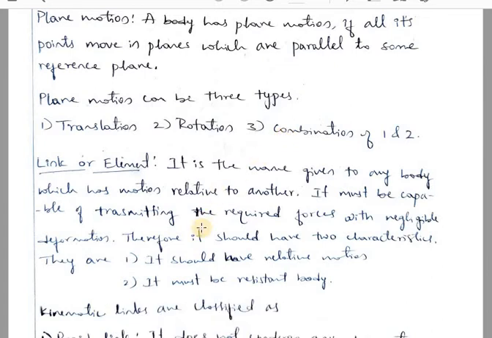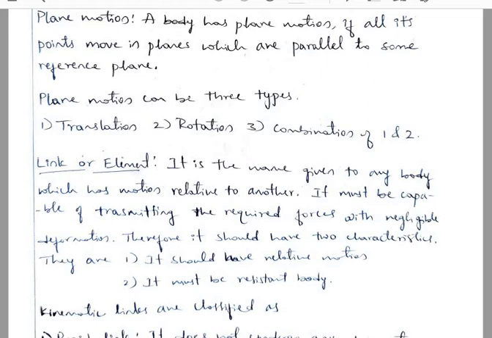Next definition we have link or element. So how to define this link or element? It is the name given to any body which has motion relative to another. That we can call it as a link. Or in another way, a link or element is that part of a machine which has motion relative to some other parts.